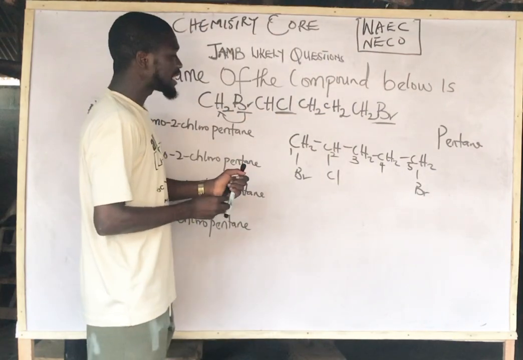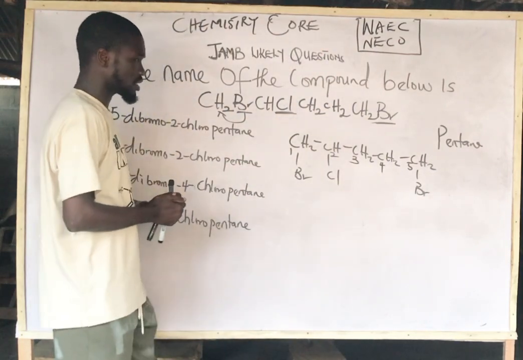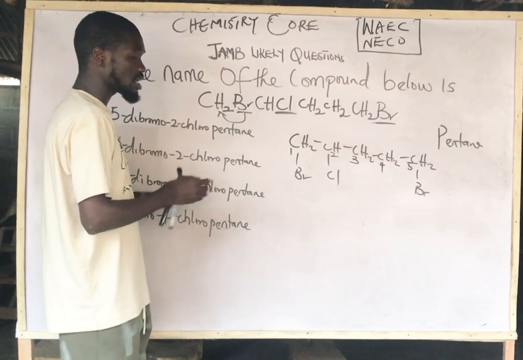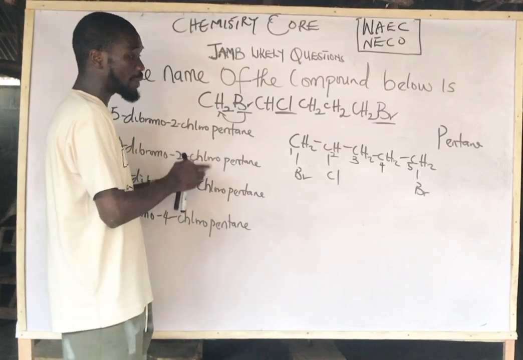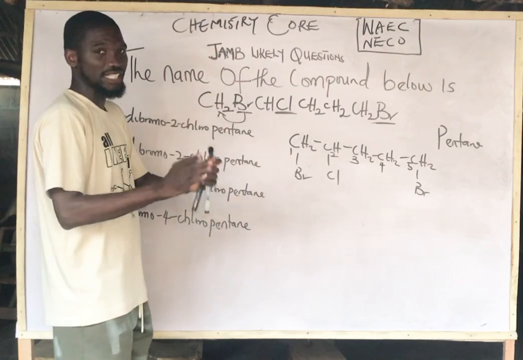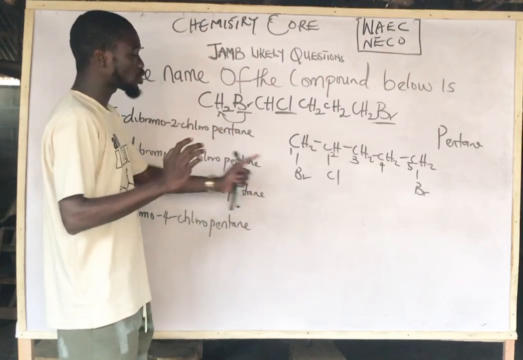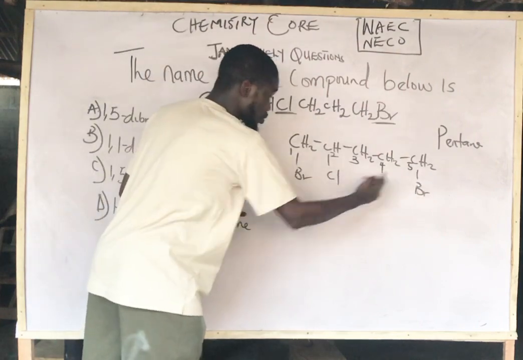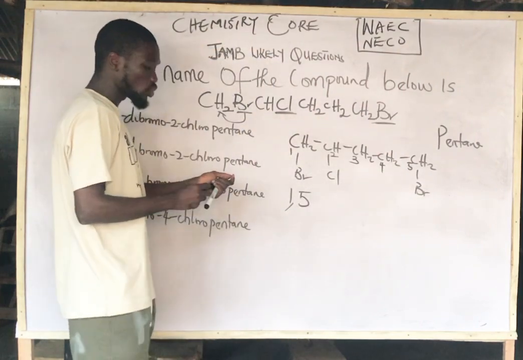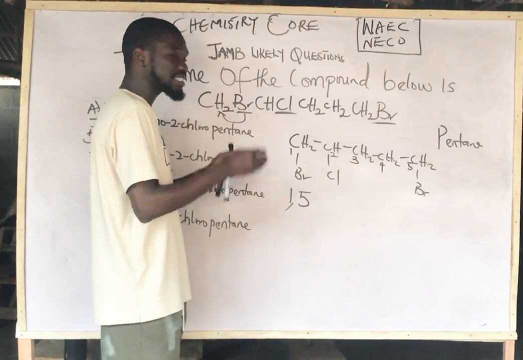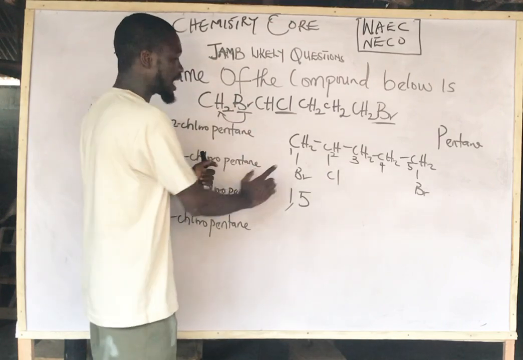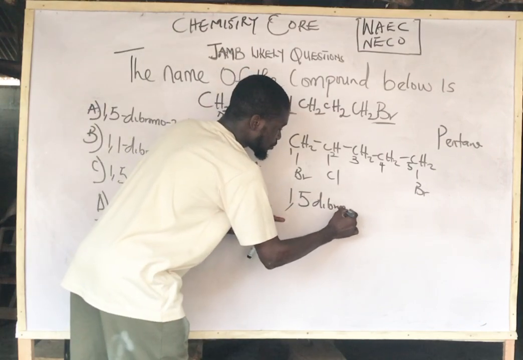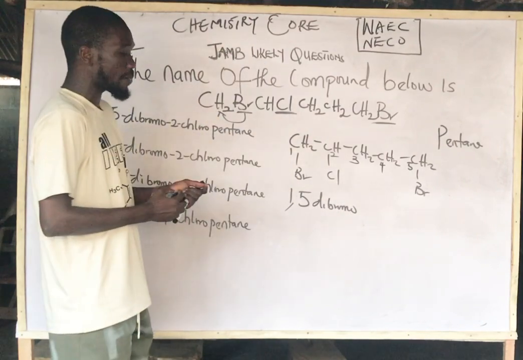Now, what are the numbers attached to the substituents? And don't forget, when it comes to organic compound naming, you need to name alphabetically. Now, the number attached to bromo is 1. The number attached to the bromo here is also what? 5. Mind you, we are having 2 bromo. That will give it di. So in that case, we have 1,5-dibromo.